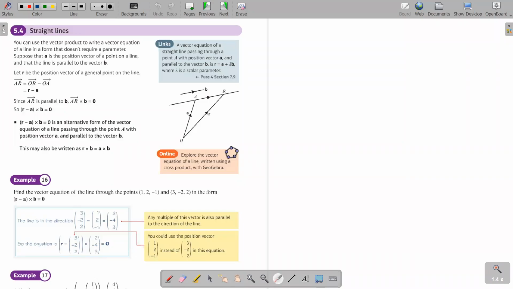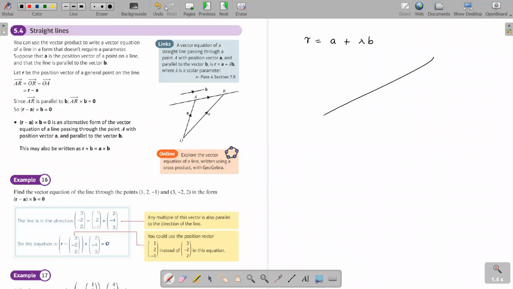Okay, so now we move on to the next part of our lesson, straight lines. When it comes to straight lines, we have discussed them in P4. In P4, the vector equation of a straight line was given in the format r equals a plus lambda b. So what does this represent?